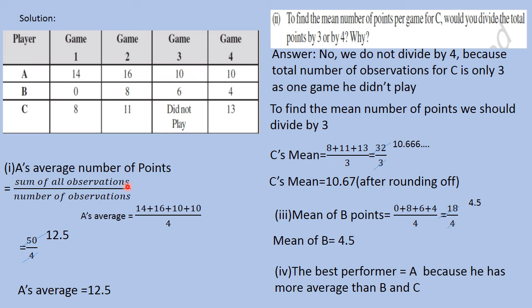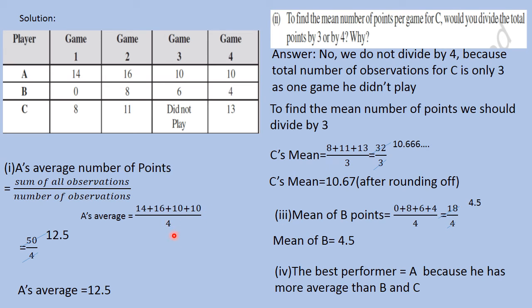Sum of all observations upon number of observations. Remember the formula for an average. So, A's average is equal to the sum of all observations for A, 14 plus 16 plus 10 plus 10, upon how many? 1, 2, 3, 4. So, there are 4 games he played.